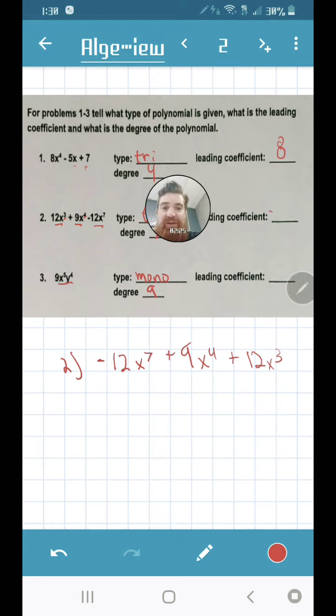And the last one, no real issues here, it's just one term. And the number in front, or the coefficient, is 9. So that's the leading coefficient.